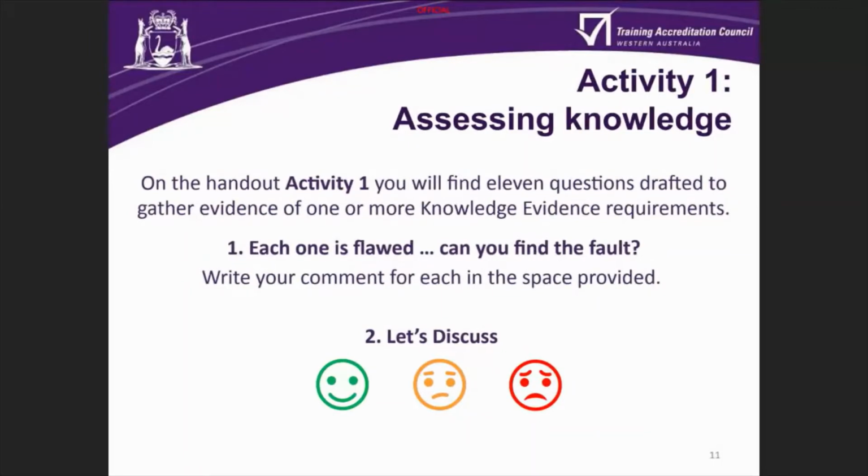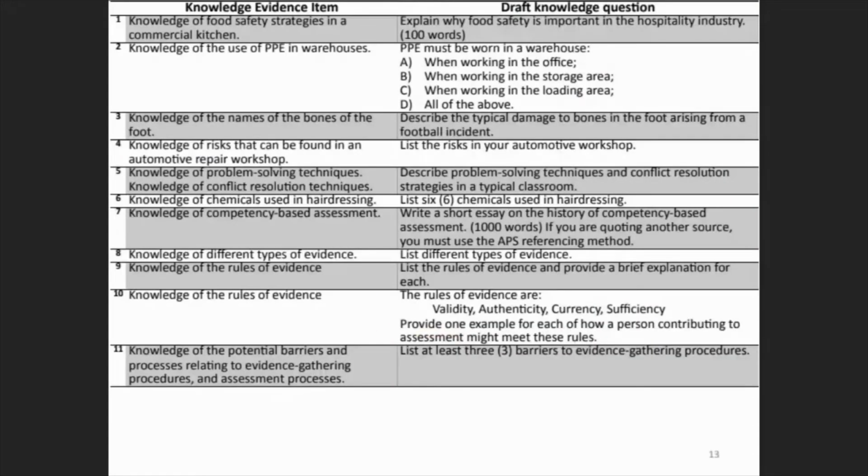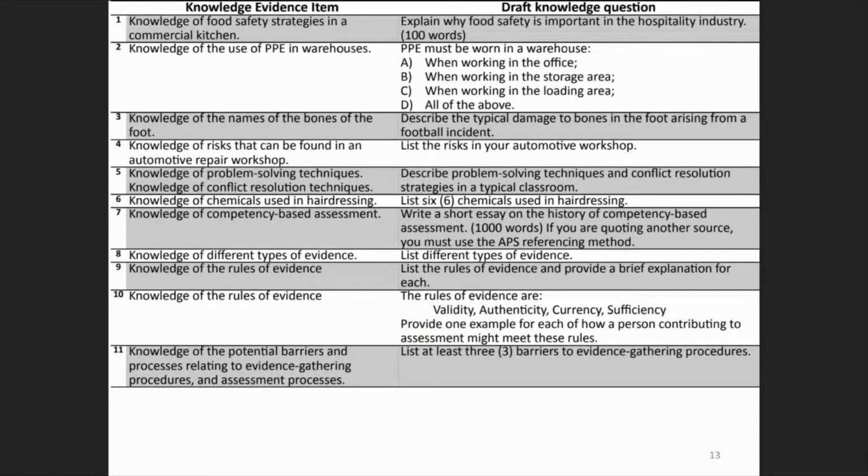On the left-hand column are just the numbers, and in the next left-hand column are knowledge evidence items, which is the knowledge evidence item from an imagined unit of competency. And then there are draft knowledge questions. Now, these are just there for you to look at. Fundamentally, what we'd like you to do is to look at the knowledge evidence item and the draft knowledge question and say, well, does it look like a good one? For example, the first one, knowledge of food safety strategies in a commercial kitchen. And the question is, explain why food safety is important in the hospitality industry, 100 words.